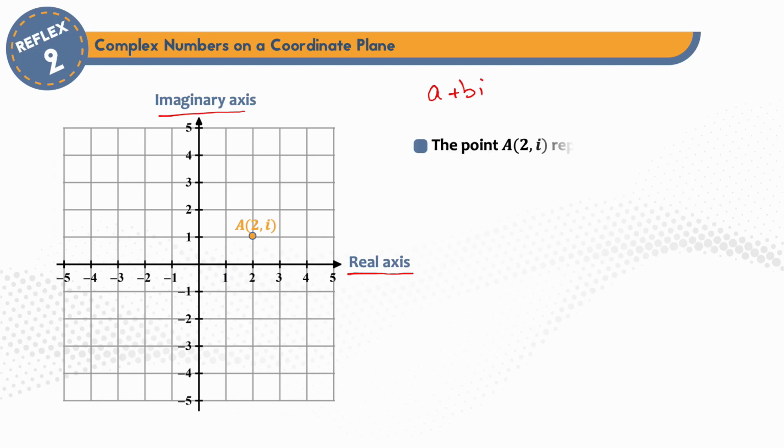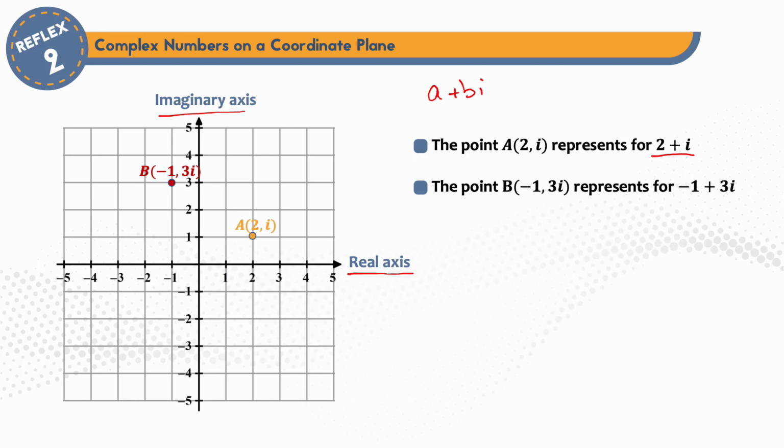So we have our first one, which is point A. We have 2 comma i, and that point is represented as 2 plus i. We have another point, B, negative 1 comma 3i. That point is represented as negative 1 plus 3i. So we always take the sign that's in front of our coordinate.